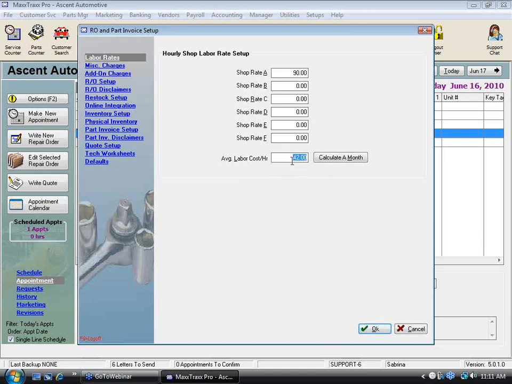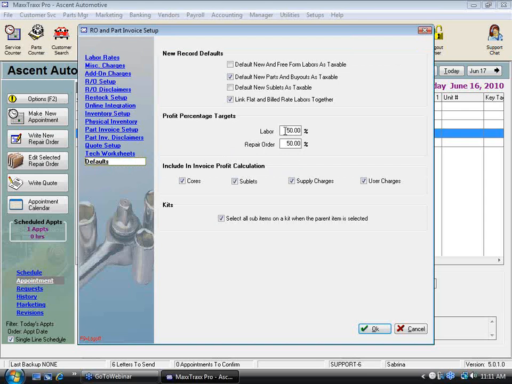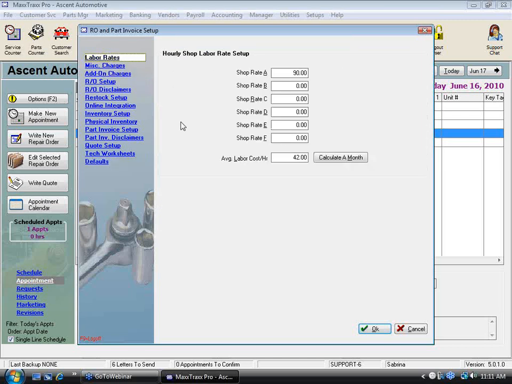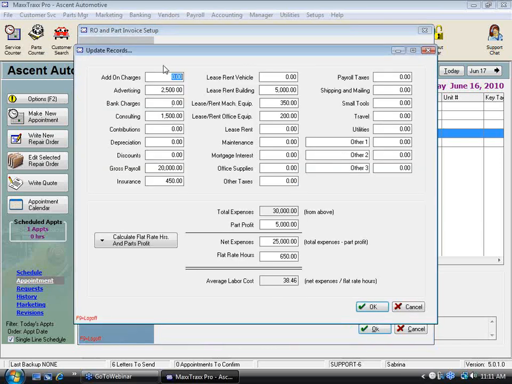Okay, so now what's important there, this is where we set the cost. Under the defaults link here, at the very bottom on the left, this is where we put in our target. Okay, two very distinct things, but intimately related with each other. So let's jump back to labor rates. So first method here, we can manually put in the average labor cost if it's calculated in another system. We can click on Calculate a Month, and we can manually enter in what our expenses are.